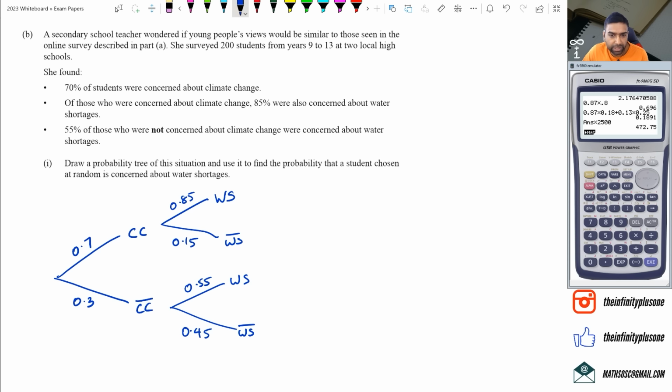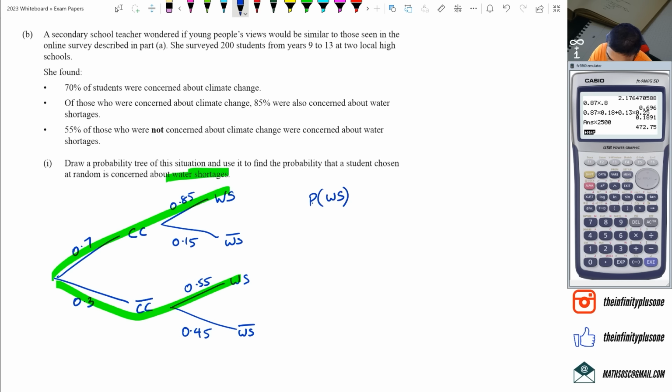So down the probability tree, and then we're going to try and work out is concerned about water shortage. So I'm only looking at water shortage, which is this branch plus this branch here. So the probability of water shortage is equal to 0.7 times 0.85 plus 0.3 times 0.55.